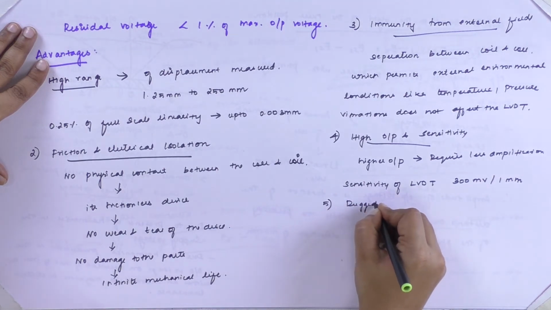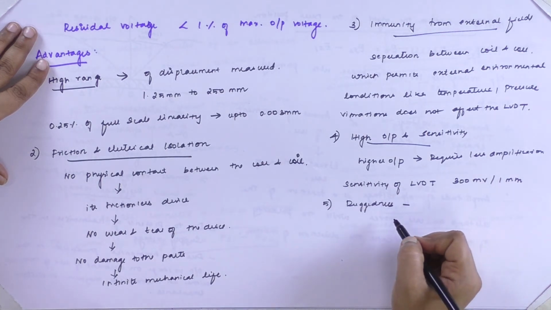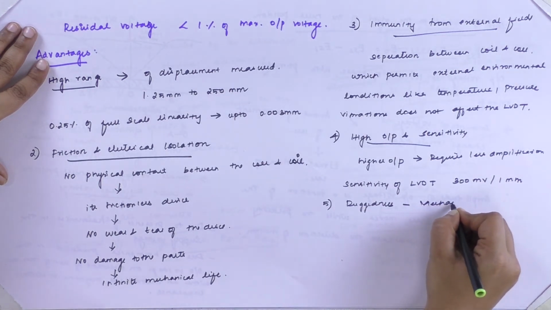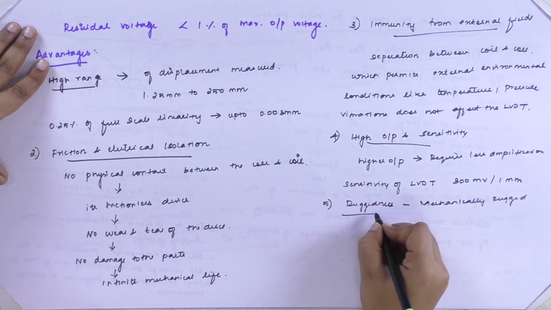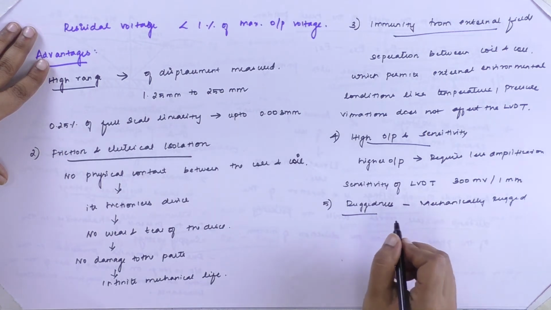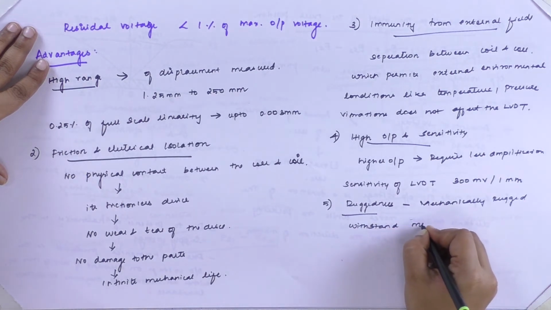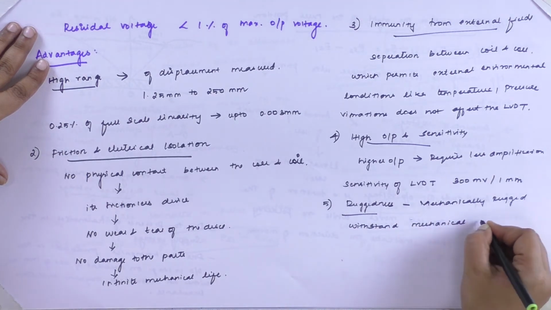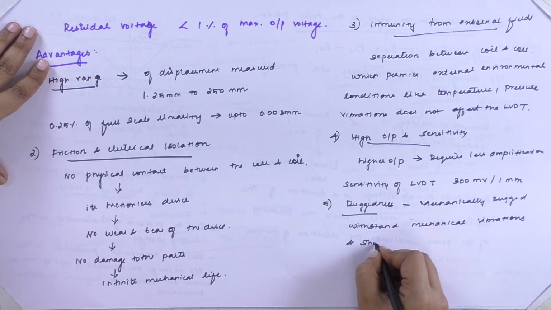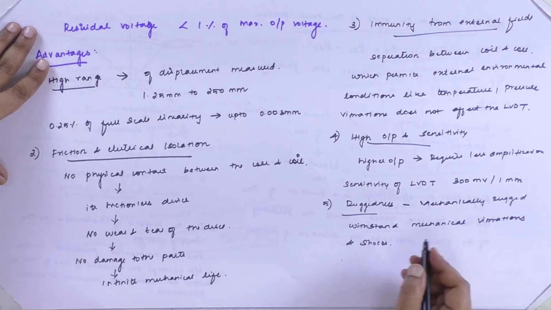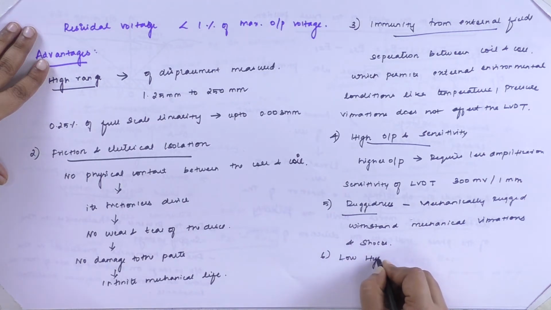The fifth one is rigidness. So LVDT is mechanically rigid. It is mechanically rigid, so it can withstand mechanical vibrations and shocks. And the sixth one is low hysteresis.